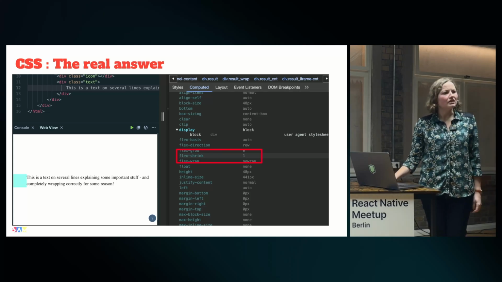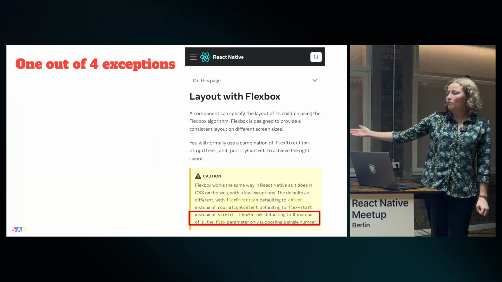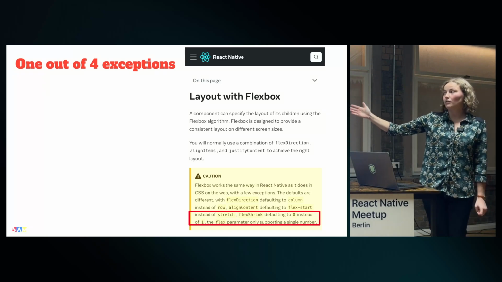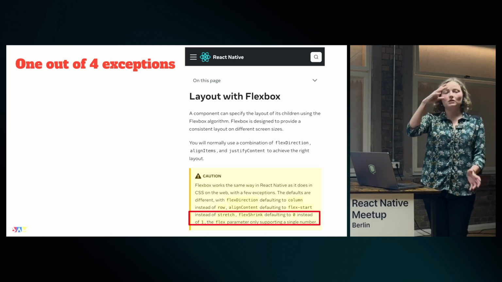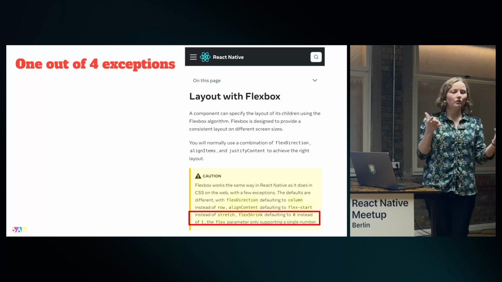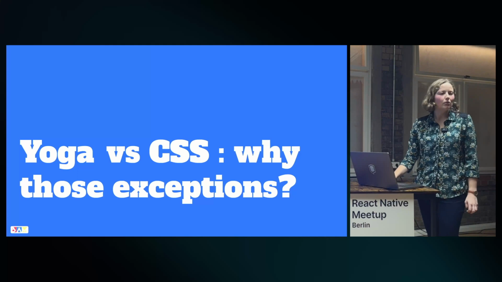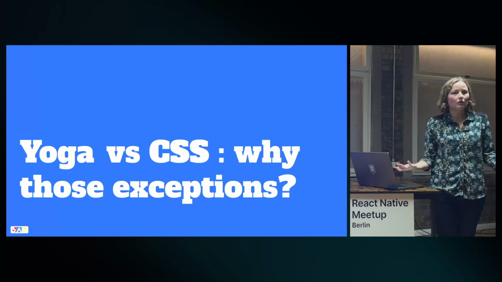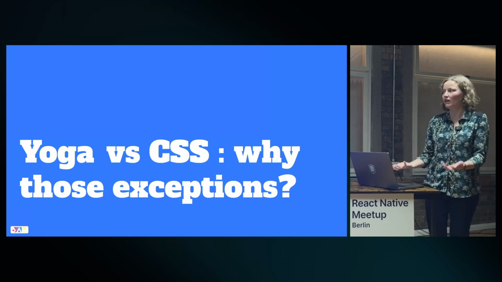So the real question is, and yes, flex shrink equals 0 by default is actually one of the 4 exceptions quoted by React Native for the layout with flexbox, along with the flex direction defaulting to column, because we use our mobile phone vertically, not horizontally. So the real question is, why this exception in Yoga? Why haven't they put flex shrink to 1 like in CSS? It would have been so much easier for everyone, and I wouldn't have had to do this talk.